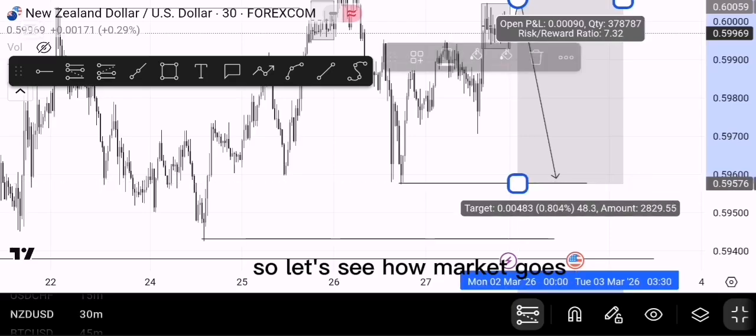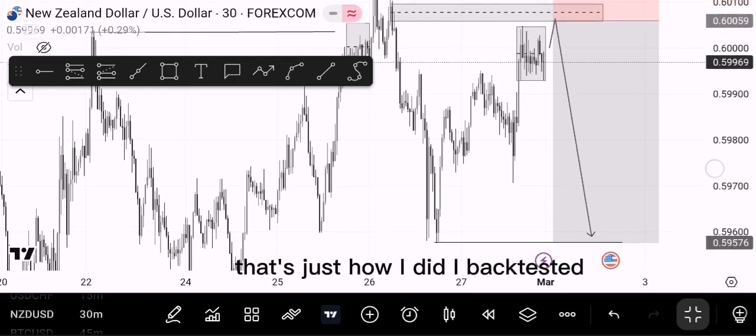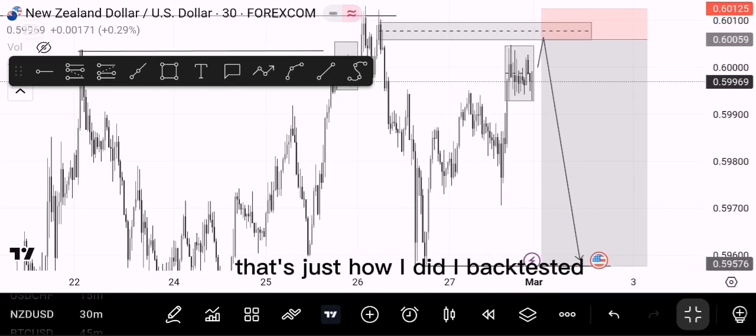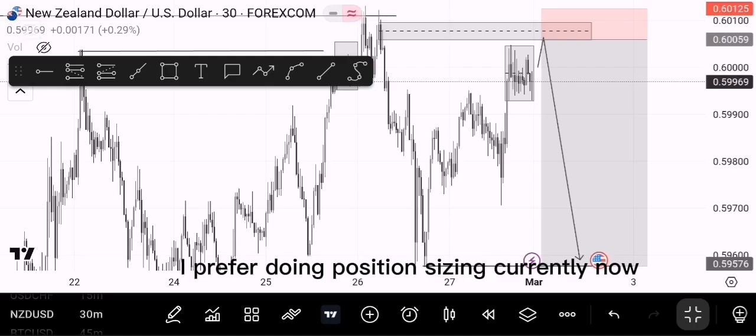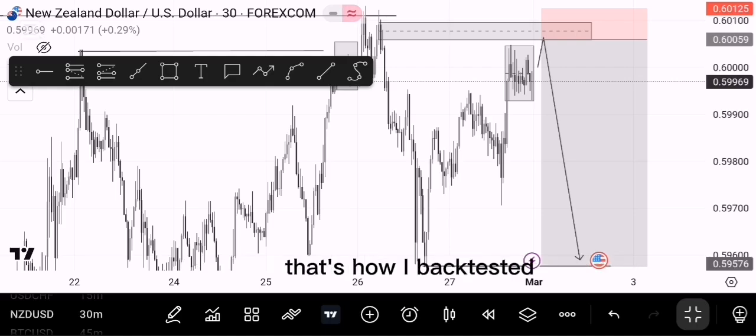So let's see how the market goes. That's just how I backtested. I prefer doing position size and currently now. That's how I backtested and I see the market currently do.